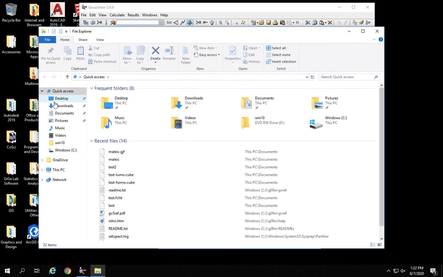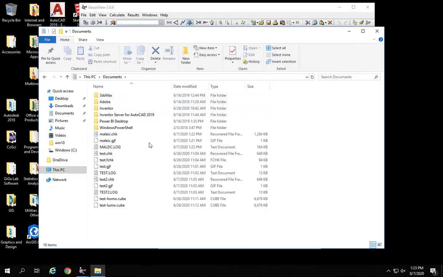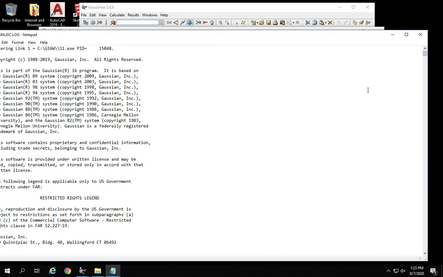This problem, you will see this online. You can find information about this online. But this problem, quote unquote, is an incompatibility between the version of GaussView and the version of Gaussian 16. So I'm going to open maleic.log, the log file that I just wrote, and I'm going to open it in Notepad.